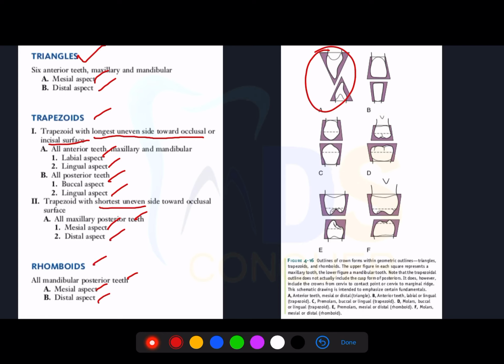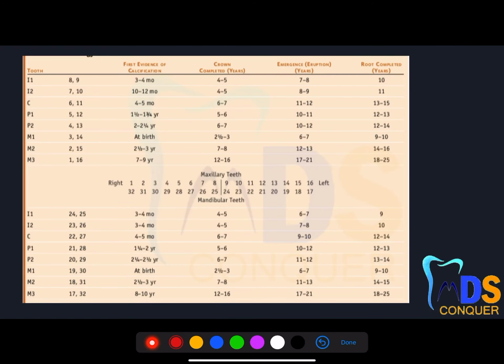So please do make a note. They can ask a diagram based question, or they can directly ask you which of the following is triangular, trapezoid, upward short, upward long. Every year, if you see from 2017, questions are there, 2018 questions are there, 2019 questions are there, 2020 lengthy paper, even there questions are there on this particular topic.